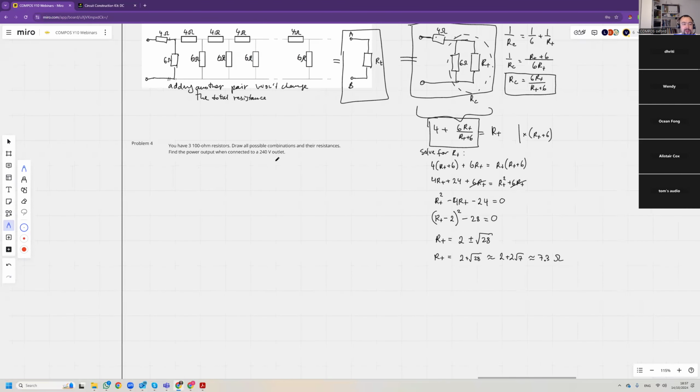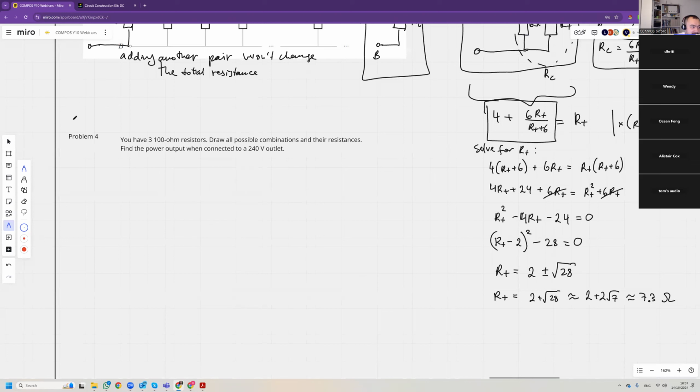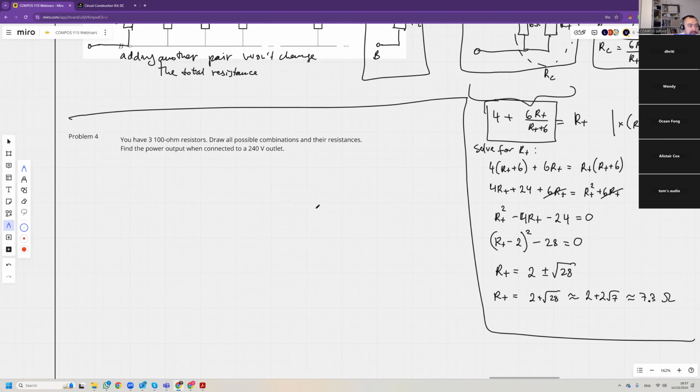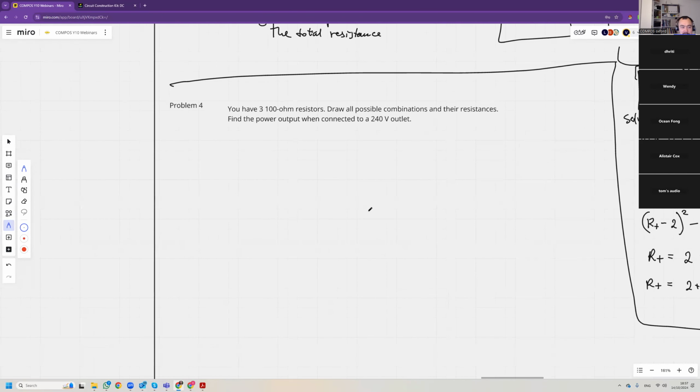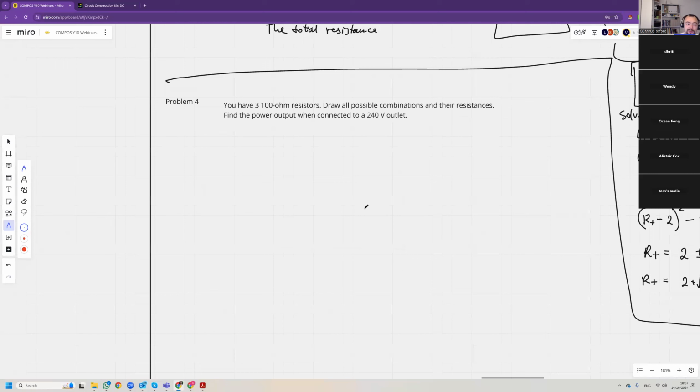You have 3 100 ohm resistors. Draw all possible combinations and find their resistances. Find the power output when connected to a 240 volt outlet. Well, the power can be written as current times voltage.